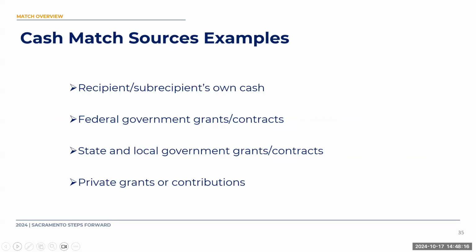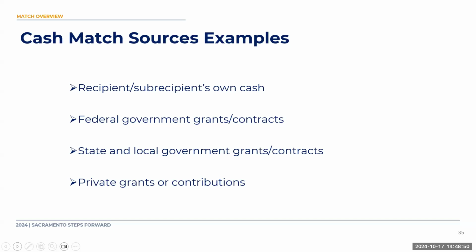Some of the examples people ask about: where do I get this match? Where does the cash match come from? Sometimes agencies have it themselves. It could be that you do a lot of fundraising, or you have unrestricted funds from your city or a foundation, whoever your partners are in supporting your agency. So that's one place that cash match comes from. Federal government grants, sometimes those are put in as general funds. It's not frequent, but that is a possibility.